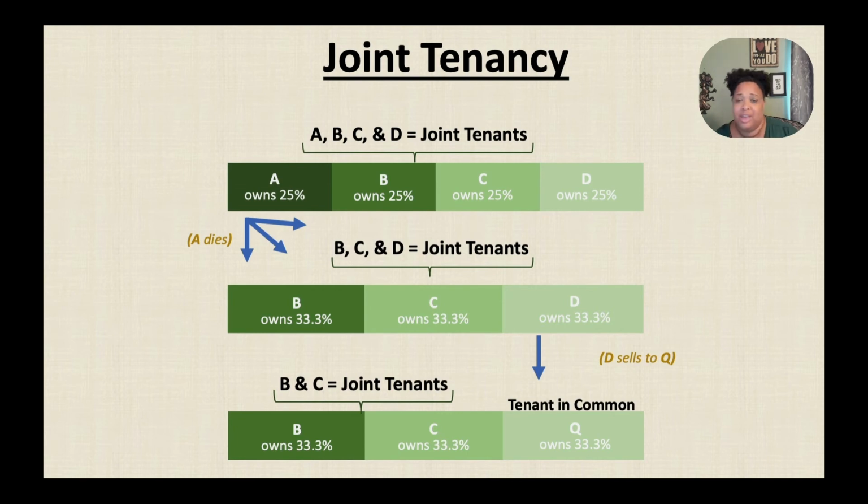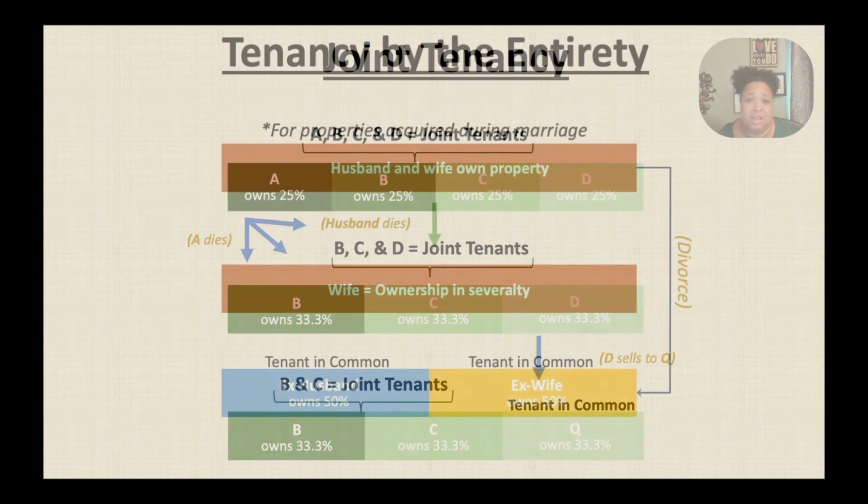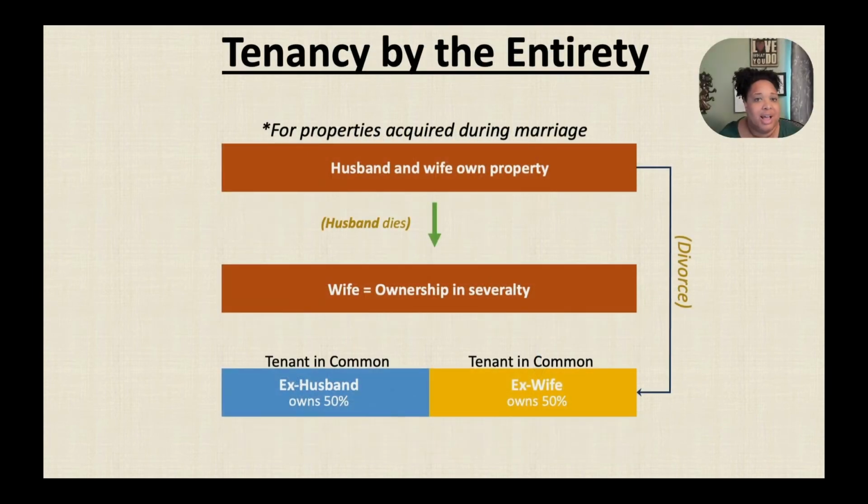However, Q is not a joint tenant. Q is a tenant in common, which means B and C are still joint tenants. So if one of them dies, it's going to go to the other. But Q is a tenant in common, so their life isn't in danger. If Q dies, then it's just going to go to their heirs. That is joint tenancy.